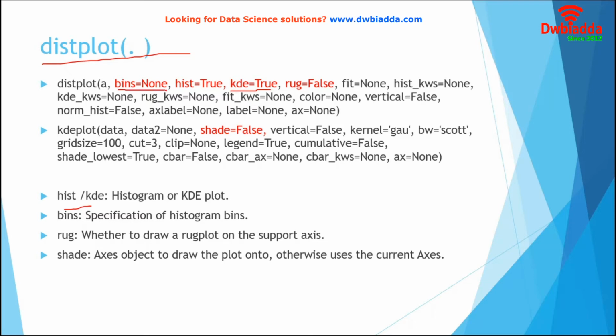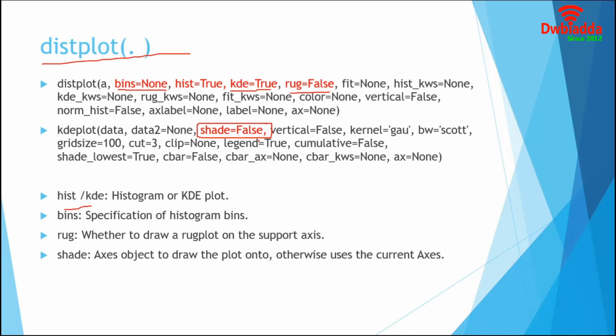Bins is the specification of histogram bins. We can set a specific number of bins for our histograms. Rug is for the rug plot. We can decide whether to draw a rug plot or not. The final one is the shade parameter from the KDE plot function. If we set it to true, it will generate a shade on the KDE plot.